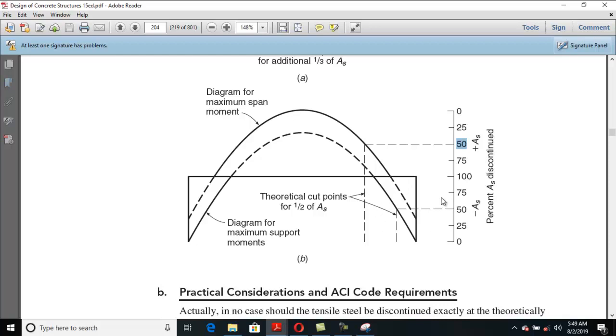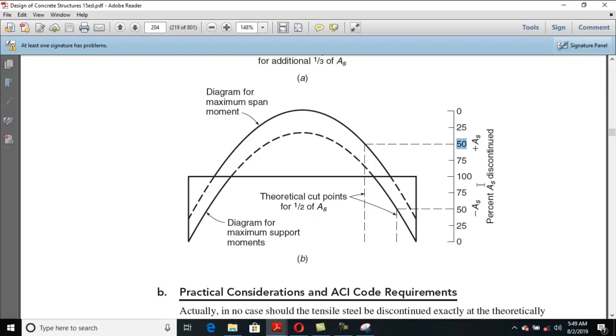Similarly, the same approach is followed for the negative steel. You can select 50% steel, and that point can be drawn to the span, to the beam length, and you can determine how much distance the cutoff point for the negative steel area is.